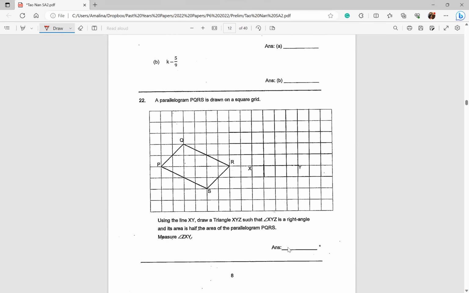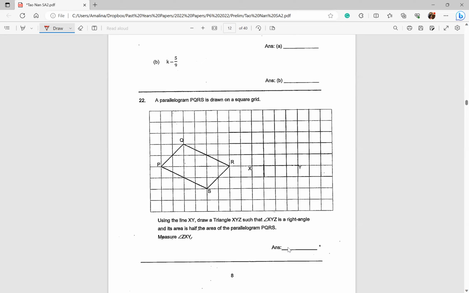Okay, the drawing on the square grid. So parallelogram PQRS is drawn on the square grid. They draw this parallelogram using the line XY. Draw a triangle XYZ such that angle XYZ is a right angle and its area is half the area of the parallelogram PQRS. Measure angle ZXY.